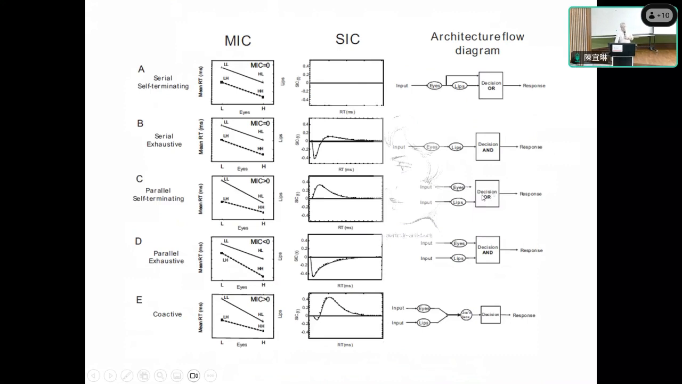If processing is parallel self-terminating, where you see all of them at the same time, whatever one hand can grab, the function is positive all the time. Always positive, it can never go negative. If the two processes are parallel exhaustive, then the function is negative all the time. So you need both hands to grab something.